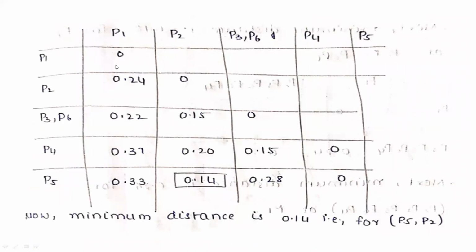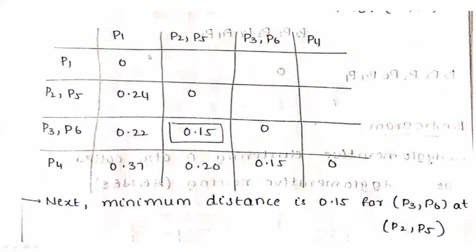Now, whatever the matrix we got as a result, again you need to calculate the minimum of it. Now 0.14 under P2 with P5 we got it, right? Again you need to merge P2 with P5 as a single cluster. Hence, we will form like this: P2, P5. Again, this is the matrix we got.